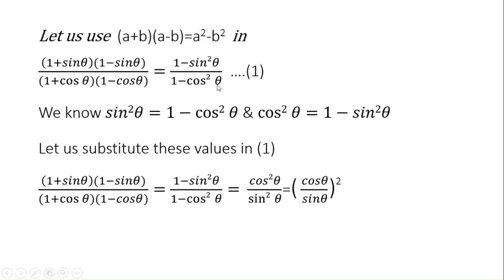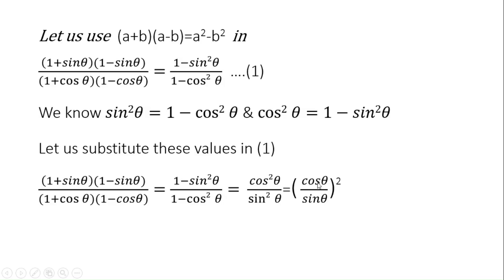And we know from the trigonometric identity that sin square theta plus cos square theta is equal to 1. Sin square theta is nothing but 1 minus cos square theta and cos square theta is nothing but 1 minus sin square theta. We are just substituting those two values here. So 1 minus sin square theta by 1 minus cos square theta becomes cos square theta by sin square theta. So cos square theta by sin square theta is equal to (cos theta by sin theta) whole square. We can write.